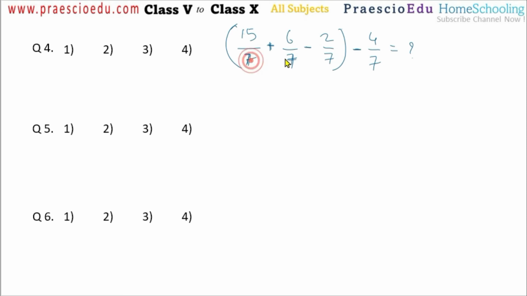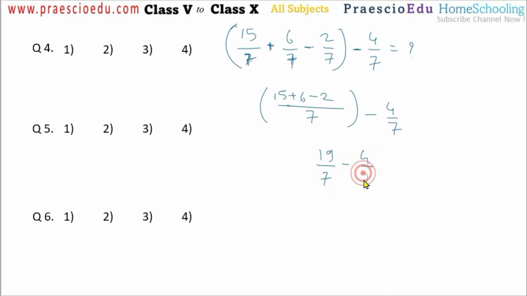We can also do the addition and subtraction in the bracket in parallel. So in the bracket, keep 7 in the denominator, 15 plus 6 minus 2, and after the bracket 4 by 7. So 15 plus 6 is 21, minus 2 means 19 by 7, then minus 4 by 7. Now here also the denominators are the same, so these are like fractions, so keep 7 as it is. 19 minus 4 means 15, so 15 by 7, and this 15 by 7 is given in option number 3.